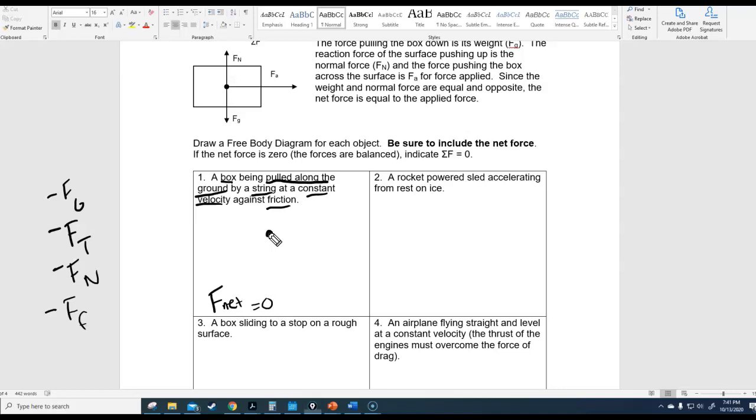So I draw my arrows. Force of gravity going down, normal force going up, perpendicular to the surface, balancing out the force of gravity. Notice how those two arrows are the same length. Okay, now which way is it being pulled? Well, it doesn't tell me, so I'm going to make up a direction. Let's say the string is pulling the box to the right. I draw FT going to the right. And because it's constant velocity, because the net force is equal to 0, I have to draw the force of friction the same length going in the opposite direction. Okay, and so that's what number 1 should look like.